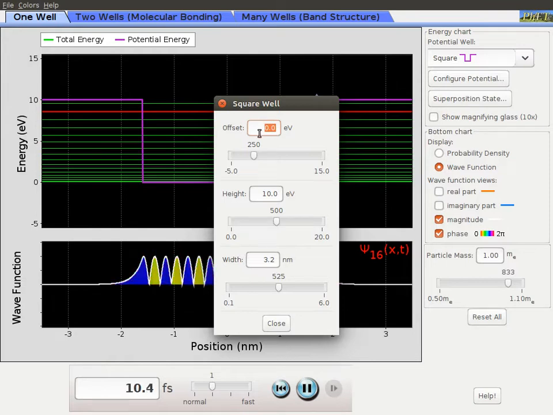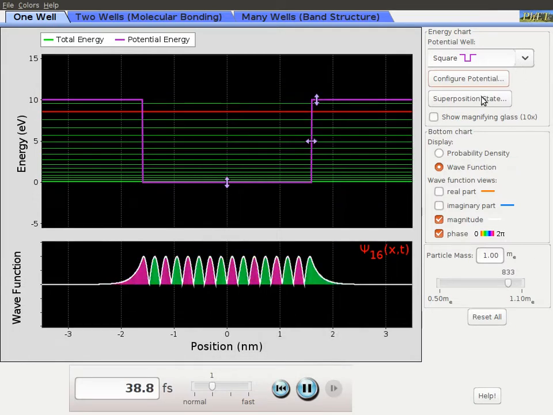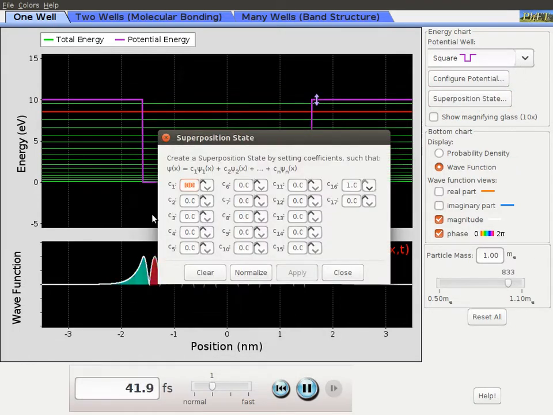Notice that you can configure the potential this way. So if you don't want to drag around, you can type in an offset, type in a width, and I really encourage you to write down the numbers you're using. That way, if you're discussing your results with someone and it doesn't make sense, you can come back later and say, oh look, that's because we were using different numbers here. You can go into a superposition state, and so when you click on a specific bar, you're going to get an energy eigenstate, and this is a way to actually create a superposition state.